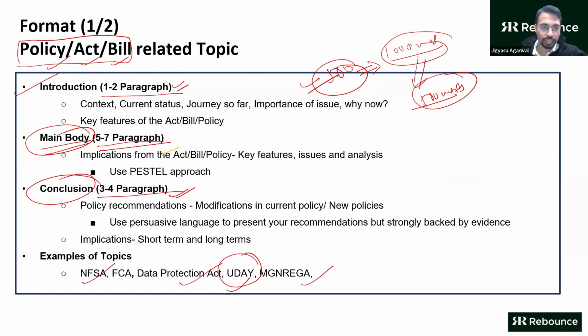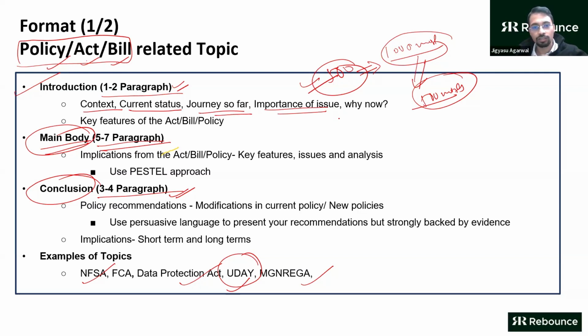Since it is some policy, act or bill, we can talk about the overall context of the bill: where it is originating from, what the overall scenario was when it originated, the current status of it, the journey so far, and the importance of the issue. Why are we discussing it right now, why is it so important? Maybe you can talk about the demographic dividend, the population, the unemployment. When you talk about renewable energies, why is it so important to talk about this particular issue at this time?